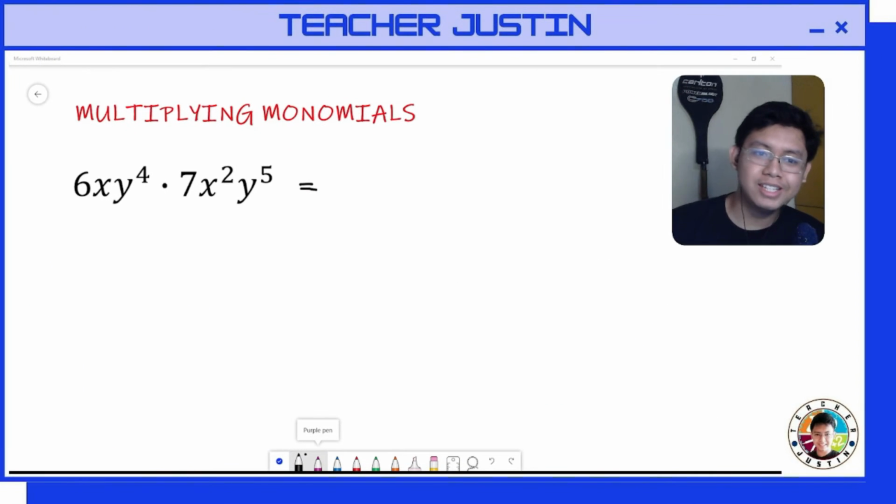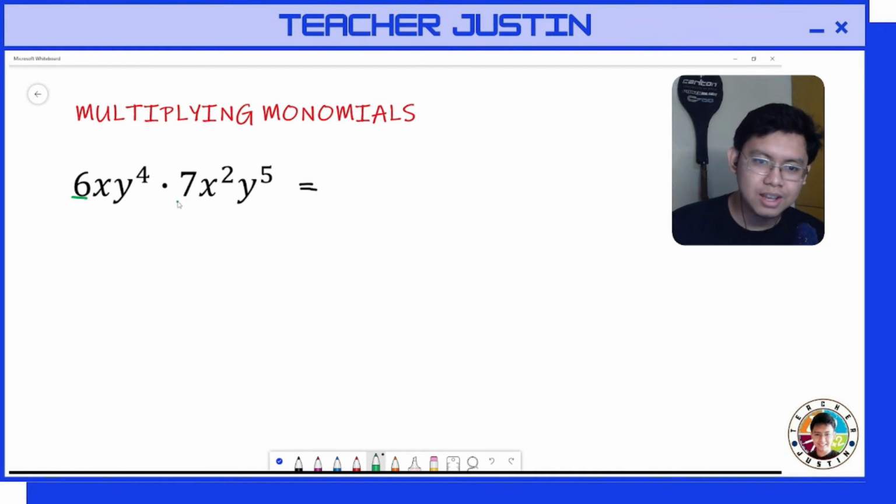Let's proceed to another example in multiplying monomials. So we have here 6xy^4 times 7x^2y^5. So again, in multiplying monomials, we will multiply the coefficient by the coefficient, variables by the variables, using the product rule. So let's start with the coefficient.